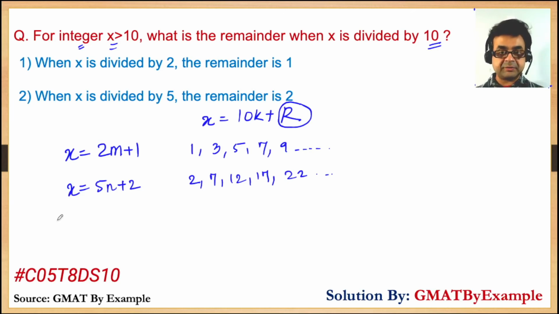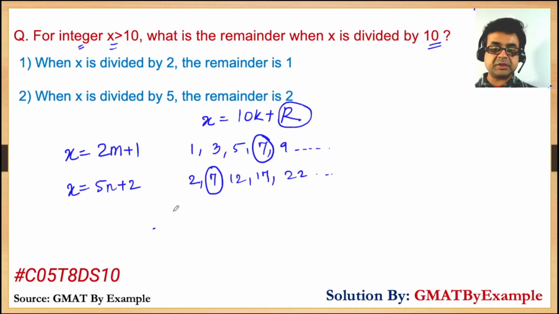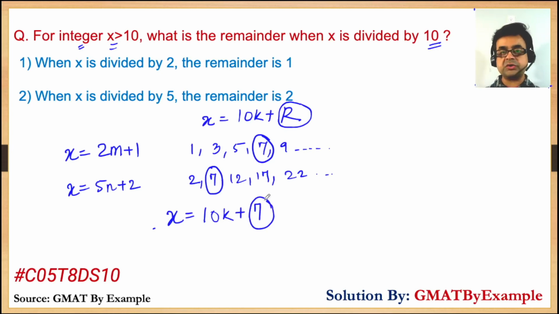Now the method. It's very simple. Once you have written these two down, mark the number that is common. So you can see 7 is the common. So find the smallest common number, and that will be the remainder when x is divided by 10. So basically you can write x as 10k plus 7. That's it. That's the trick. If you did not know this trick, you will not be able to progress with this question. If you knew this trick, it would be easier.